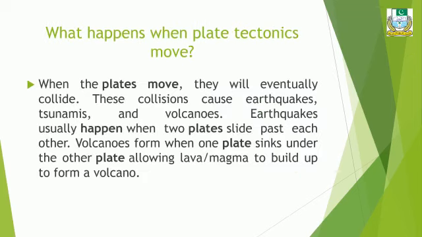What happens when plate tectonics move? When the plates move, they will eventually collide. These collisions cause earthquakes, tsunamis, and volcanoes. Earthquakes usually happen when two plates slide past each other. Volcanoes form when one plate sinks under the other plate, allowing lava or magma to build up to form a volcano.